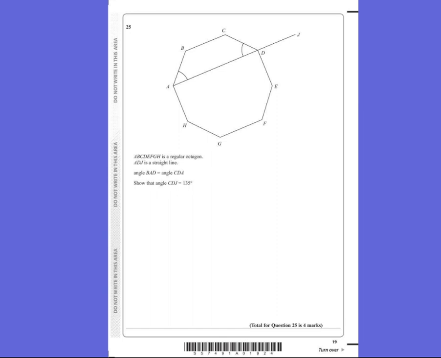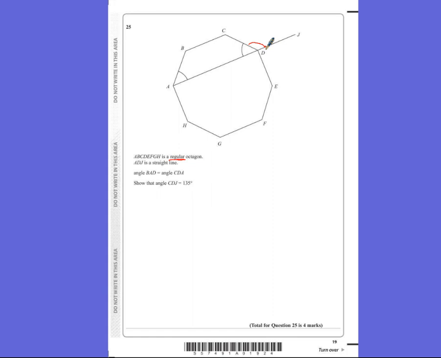Question 25. Here is a regular octagon. Regular is really important. It means that all the angles and sides are the same. ADJ is a straight line, so this here is a straight line, so that tells us automatically that this must be 180 here. Angle BAD and CDA are the same, so this is the same as this, really important. Show that angle CDJ is 135, so CDJ here, we're trying to show that that one is 135.